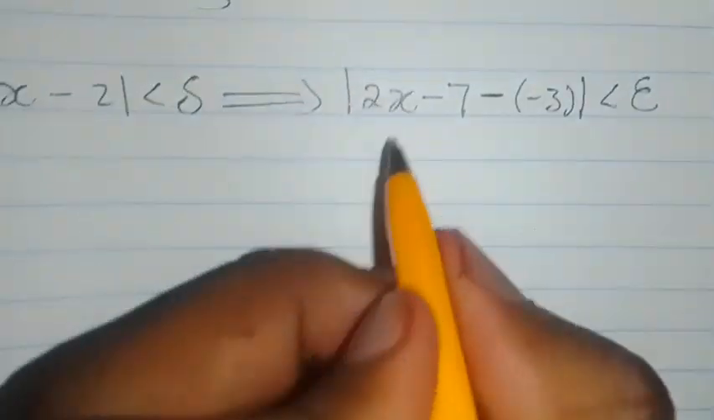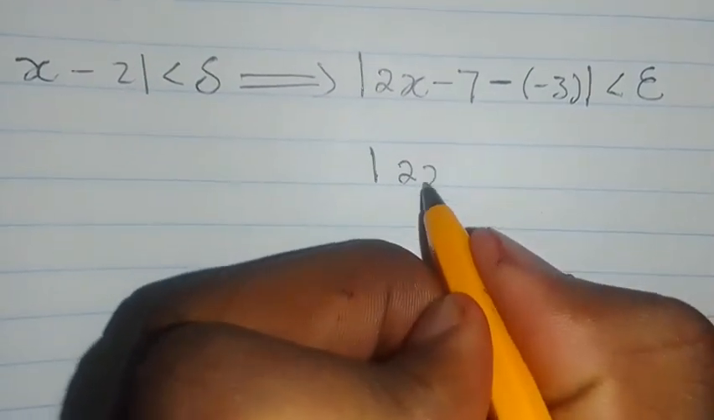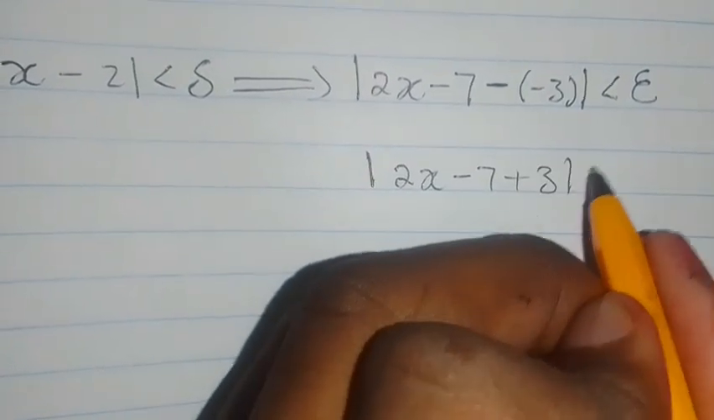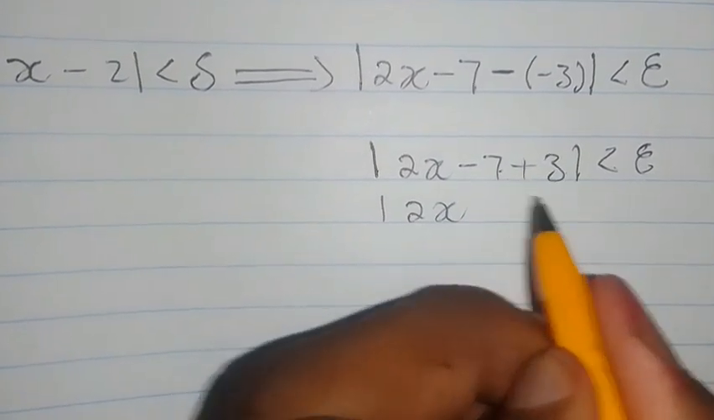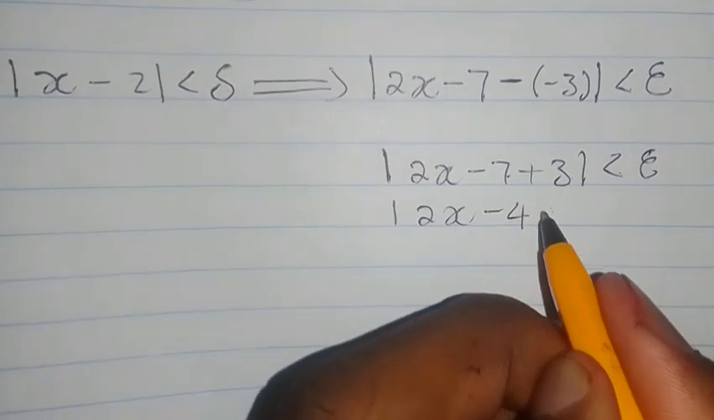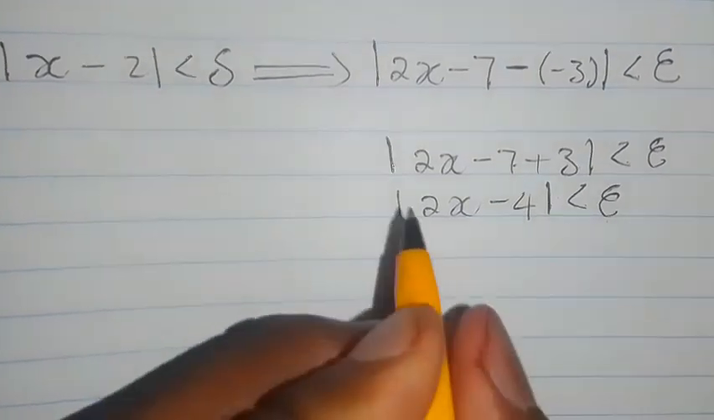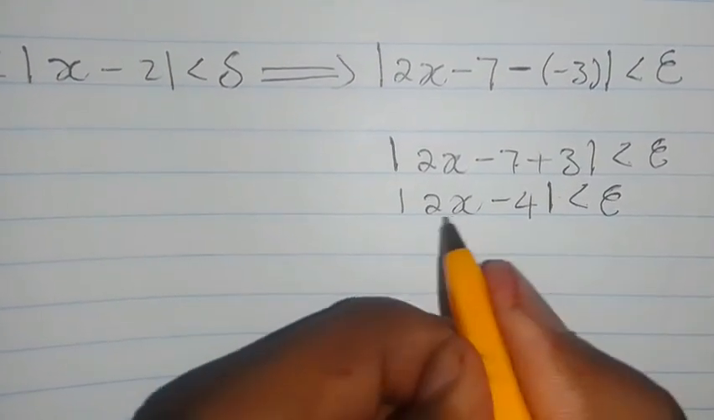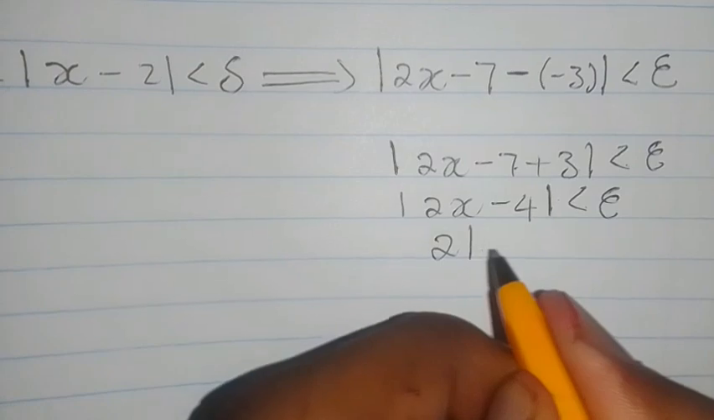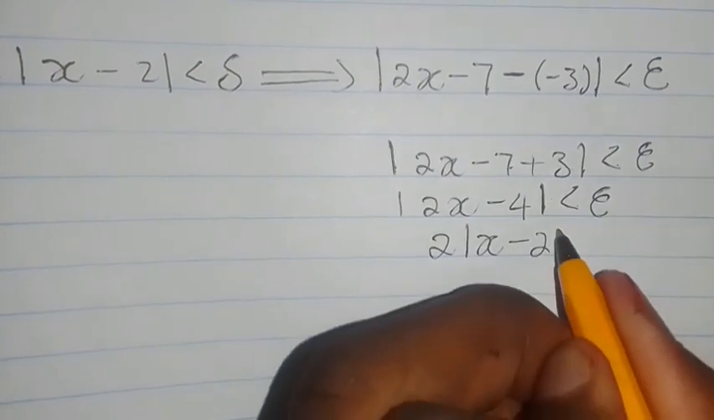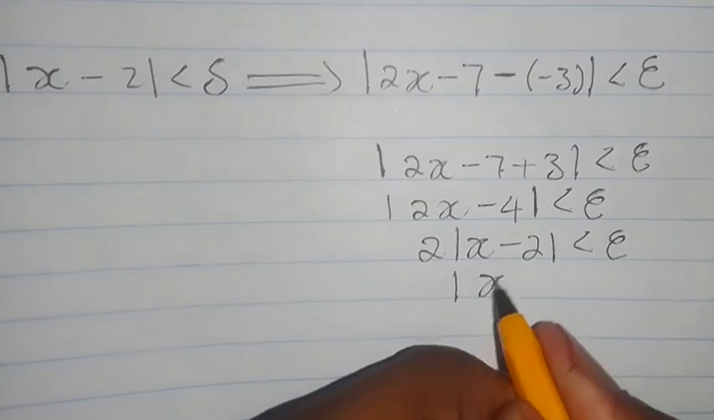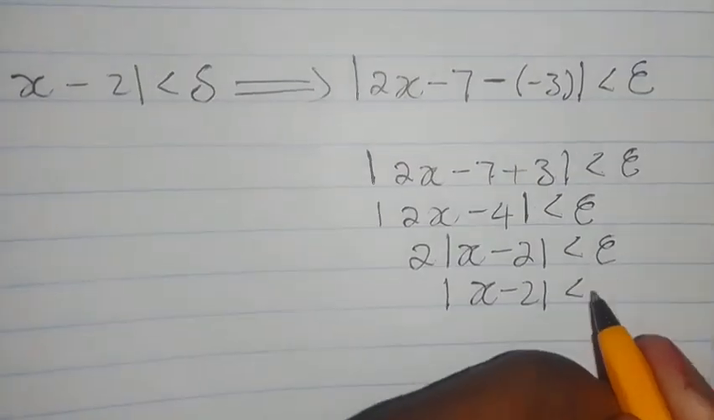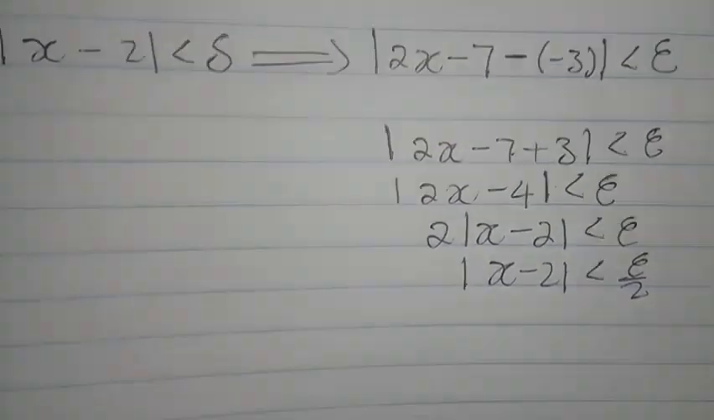Then simplify here, you get the absolute value of 2x minus 7 plus 3 less than epsilon. Further simplifying, 2x minus 7 plus 3 gives us 2x minus 4, less than epsilon. Then you can factor out 2 here, and you take the 2 outside the absolute value since it's already positive. That means you have the absolute value of x minus 2 less than epsilon over 2. So that's what you're going to have.